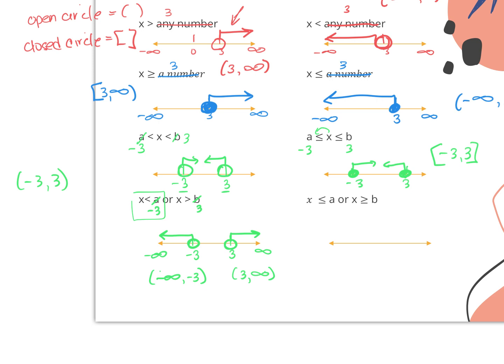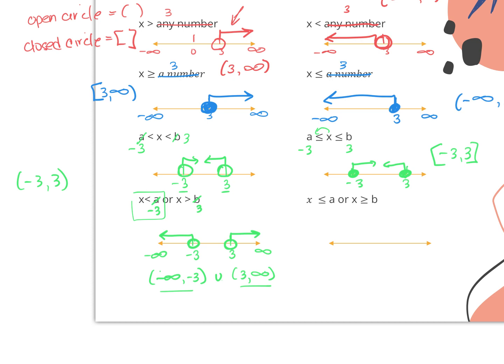And whenever we have multiple sets of solution areas, we connect them with a U, that's a union, which basically means all the solutions, all the ones included here and here. So we call it union. And that's how we would write those two areas of solutions.